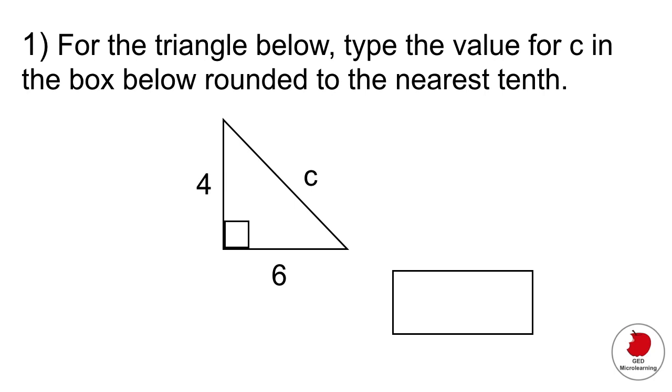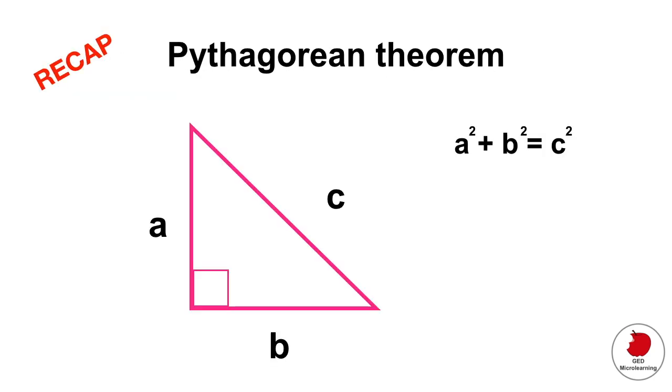Okay, so the first question is a fill-in-the-blank type question, and it says for the triangle below, type the value for C in the box below, rounded to the nearest tenth. You can see that they give you a right-angle triangle. Here they want you to use the equation for the Pythagorean theorem. There's this law in math that says that if you have a right-angle triangle, the 2 shorter legs of the triangle, A and B, A squared plus B squared would be equal to C squared. That's essentially what they want you to do in this problem.